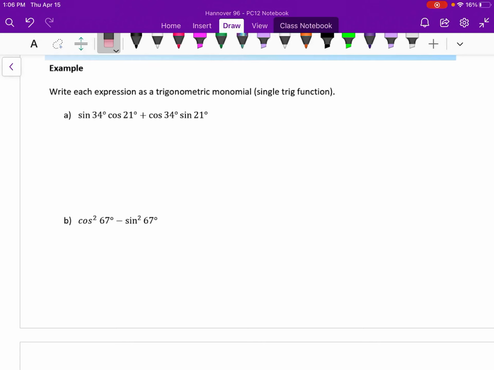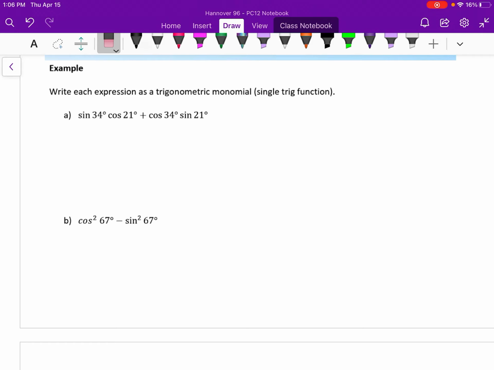As I settle down to do this example, I have my formula sheet in front of me with all of the trig identities. So, example: write each expression as a trigonometric monomial, as a single trig function.